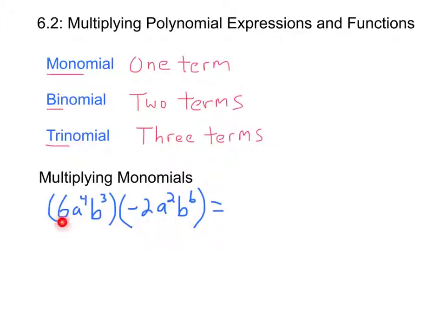So you can do the 6 times the negative 2 first and get negative 12. And then you can do the a to the 4th times the a to the 2nd and get a to the 6th. Notice you'd add your exponents there. And then you can do the b cubed times the b to the 6th. And again, you'd add the exponents, and 3 plus 6 would be 9. So it would be b to the 9th power.